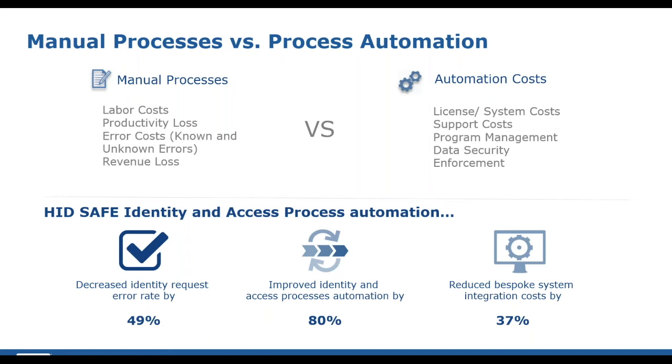Those are all critical things to validate when you're moving to a unified approach, and the platforms can support you on your goals. And this organization that I talked to with the day one strategy, the day one vision, was able, by adopting this unified approach, to decrease their identity request error rates by 49%, almost by 50%. And they were able to improve their identity and access automation by a significant 80%. And they reduced the bespoke integration costs by 37%, which was all significant savings across the board.